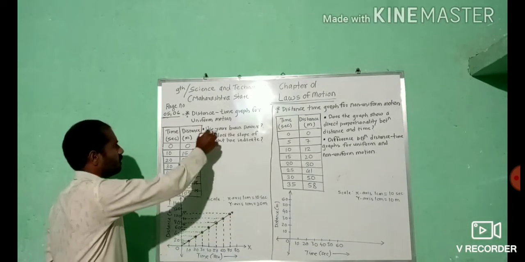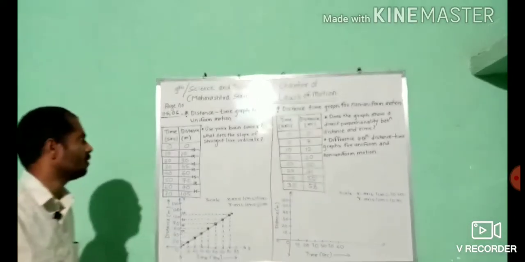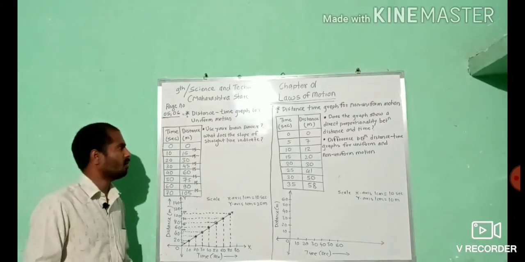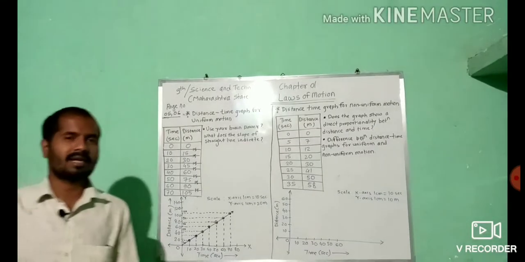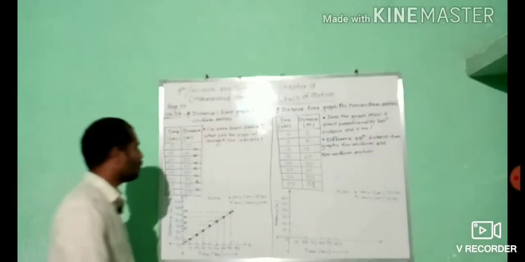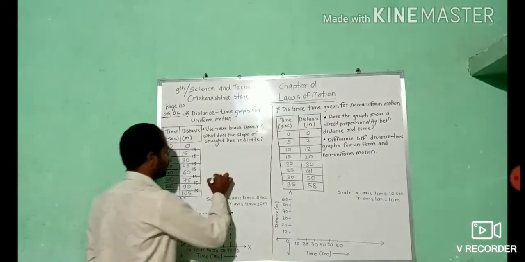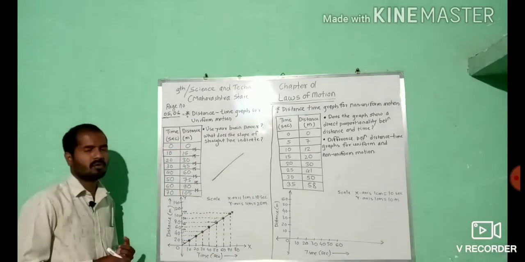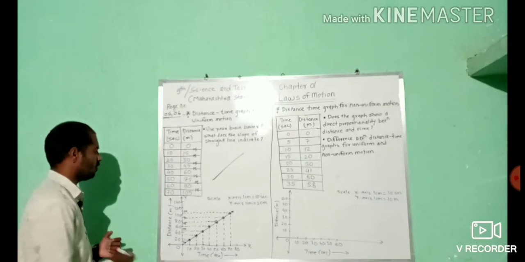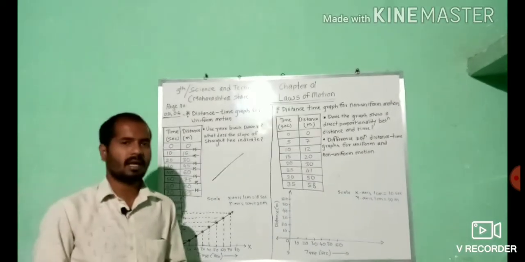Now the question, in your section of use your brain power, is: what does the slope of the straight line indicate? Which means that there is a straight line here, and slope is what? Slope is nothing but the ratio of your y values and the x values.